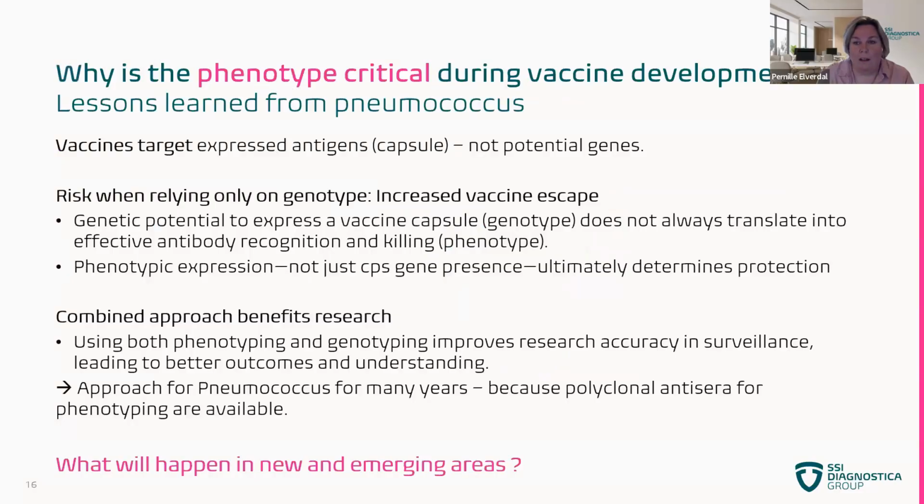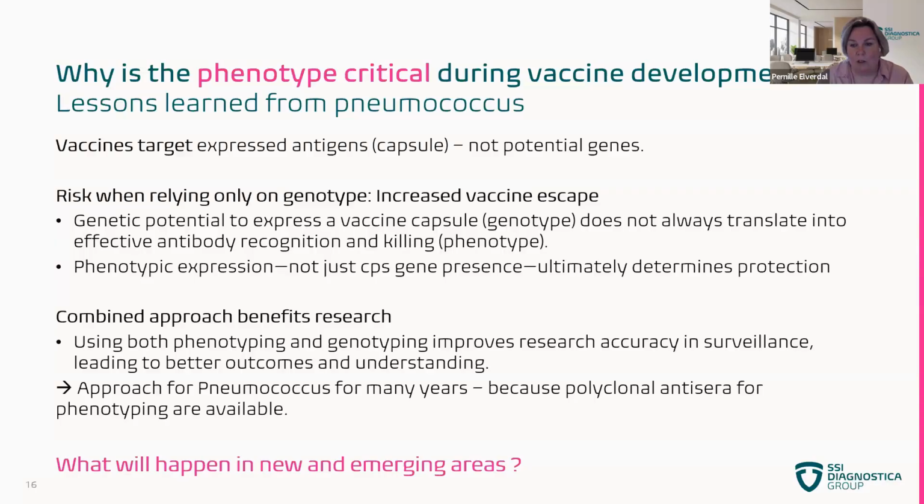But why is the phenotype then critical during vaccine development? This is a lesson learned from pneumococcus. The vaccine targets expressed genes, so it's the expressed capsular polysaccharides and not the potential genes in the bacteria. The risk when relying only on genotype is increased vaccine escape.